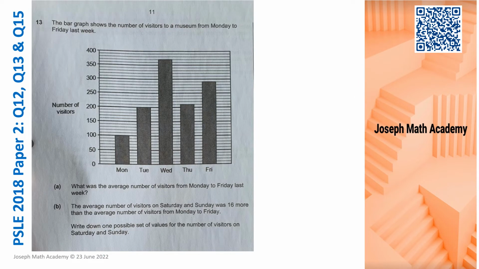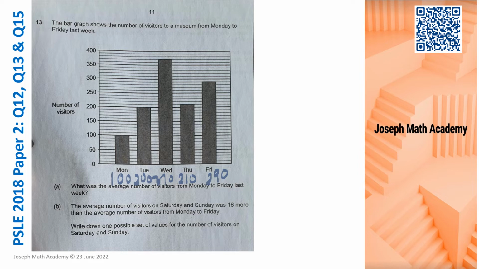Question 13 is a bar graph question. All right, and we are told that it represents a week of capturing the number of visitors to a museum. Okay, let's plug in all the information. Let's interpret the bar graph and get all the information down. Now on Monday, there's 100 visitors, 200 for Tuesday, 370 for Wednesday, 210 for Thursday, and 290 for Friday. All right, so reading of the bar graph should not be an issue here.